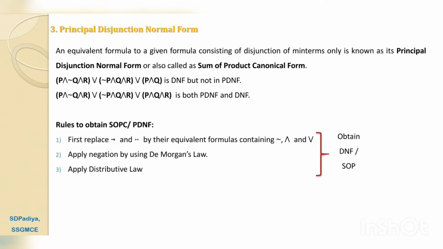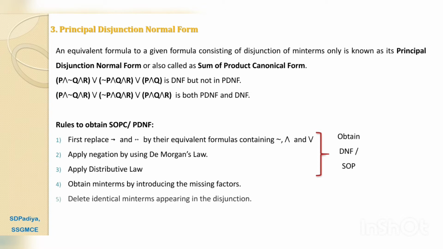Now, to find out the sum of product canonical form, we have the fourth additional rule: obtain the min terms by introducing the missing factor. And fifth is to delete identical min terms appearing in the disjunction. Means in short, we have three steps. First, obtain the DNF. Second, obtain the min terms by introducing the missing factors. And third, delete the identical min terms appearing in the disjunction.